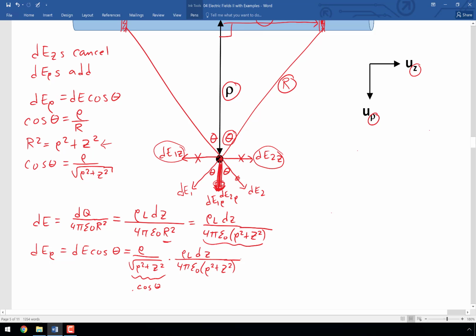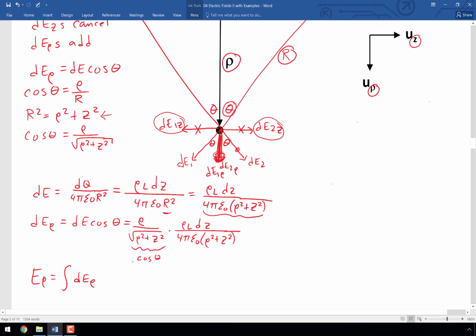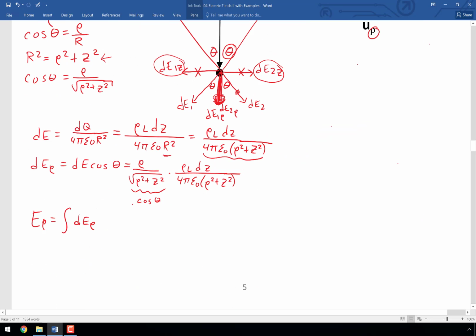Now we can do an integral. And that integral is going to be E sub rho. E sub rho is the integral of dE rho, and that'll be over the full length of the wire. Now remember that the length of the wire is a, but I'm taking the origin to be right at the center of the wire. So it's going to go from negative a over 2 up to positive a over 2. And so that's going to be my limits of integration, from minus a over 2 up to positive a over 2. And I can then plug in what I just found for dE rho.